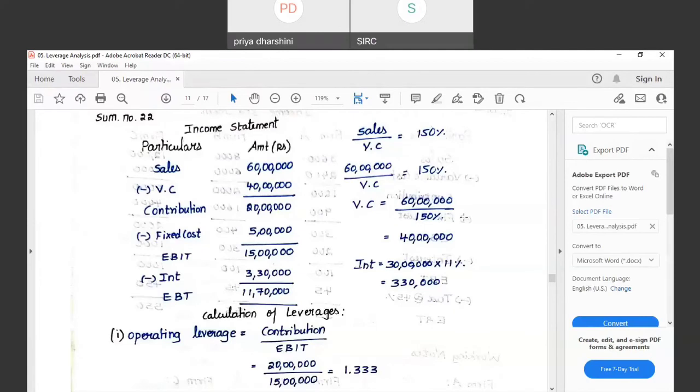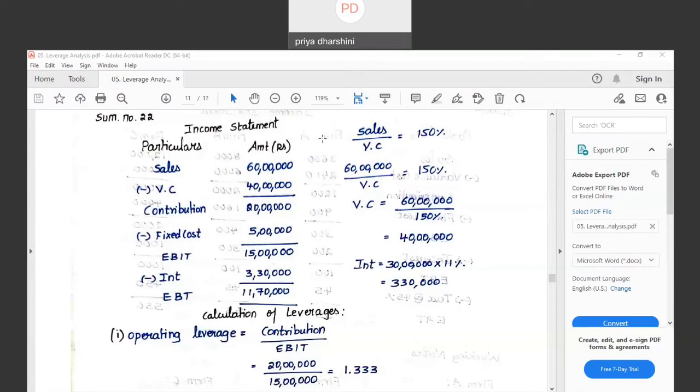What is leverage analysis? It is the impact of fixed cost on the profits made by the organization, right? So I have explained about the operating leverage, financial leverage, and combined leverage. Operating leverage is contribution by EBIT. Financial leverage is EBIT by EBT, and combined leverage is contribution by EBT. What are those leverages trying to convey? Operating leverage helps to measure the impact of fixed operating cost on profits. Financial leverage helps to measure the impact of fixed financial cost on profits. The impact of both fixed operating cost and fixed financial cost on profits is measured using combined leverage.